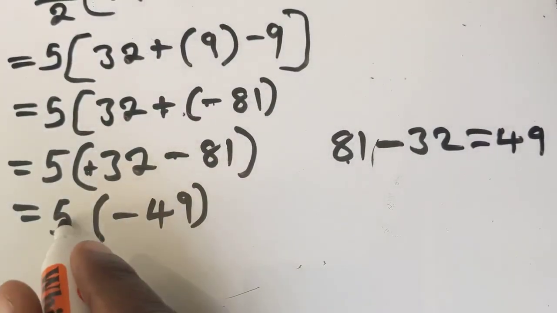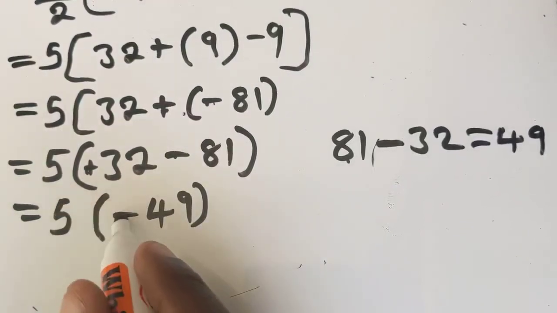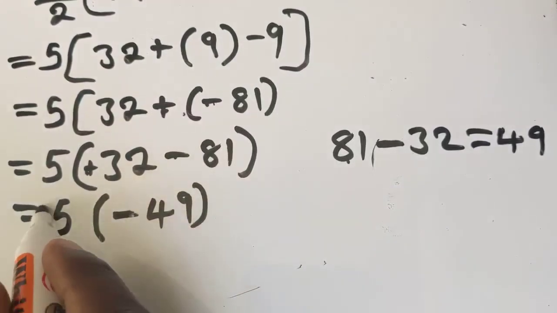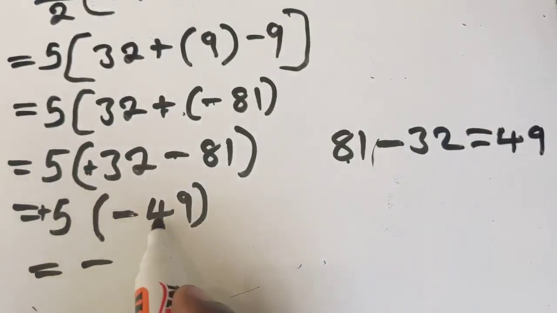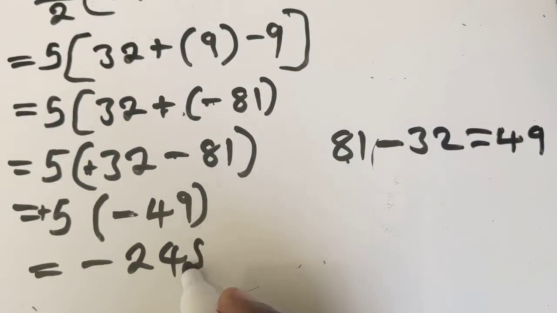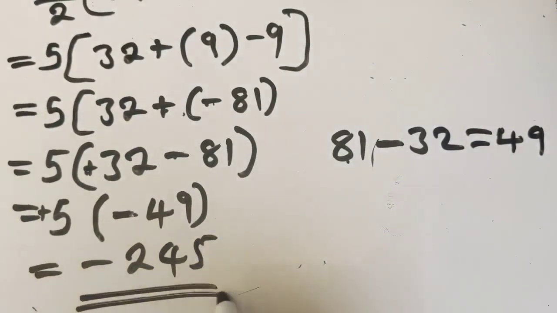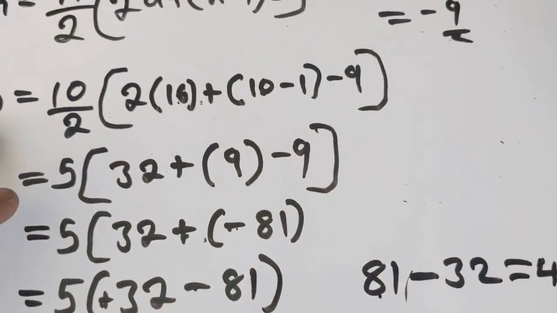So this is positive, and positive times negative, you put negative, like that. Then 5 times 49, you find that it is 245. So meaning that this is the sum of the 10th term.